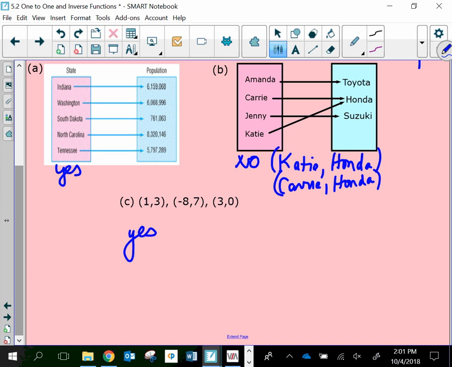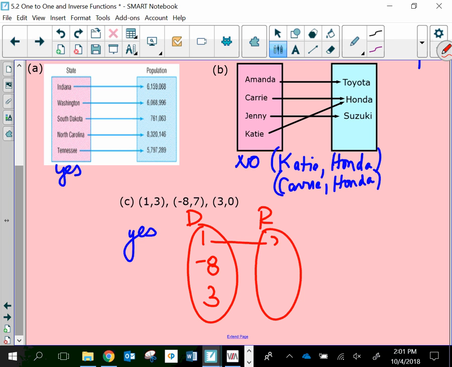Now you remember what this is called when you match them up like that? It's called a mapping. Okay. It's real easy to see, especially in terms of this, that you don't have a 1 to 1. Everyone has its own. If you did that over here, your domain would be here. So 1, negative 8, and 3. Your range would be here, and they're exactly matched up 1 to 1. That's what that means.